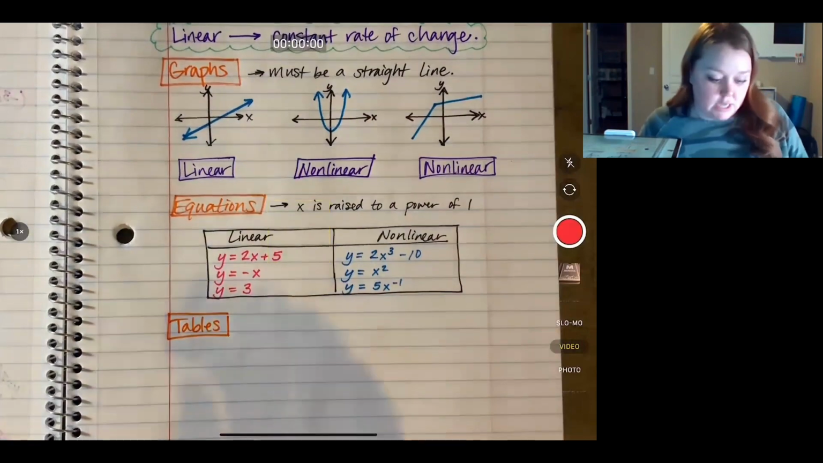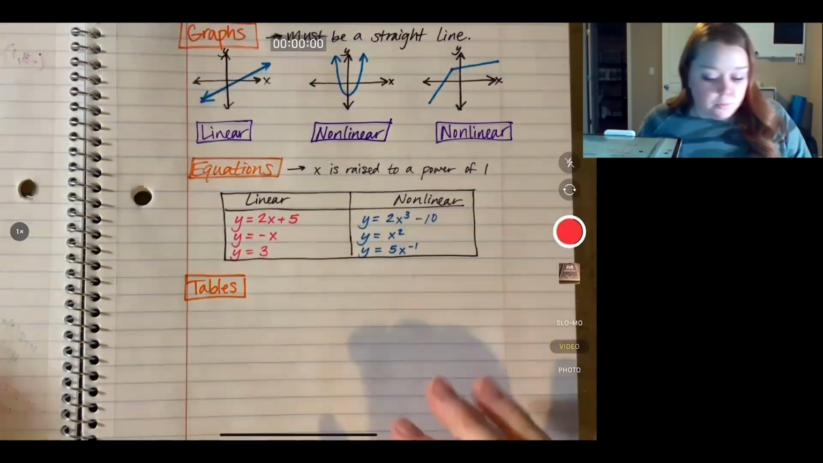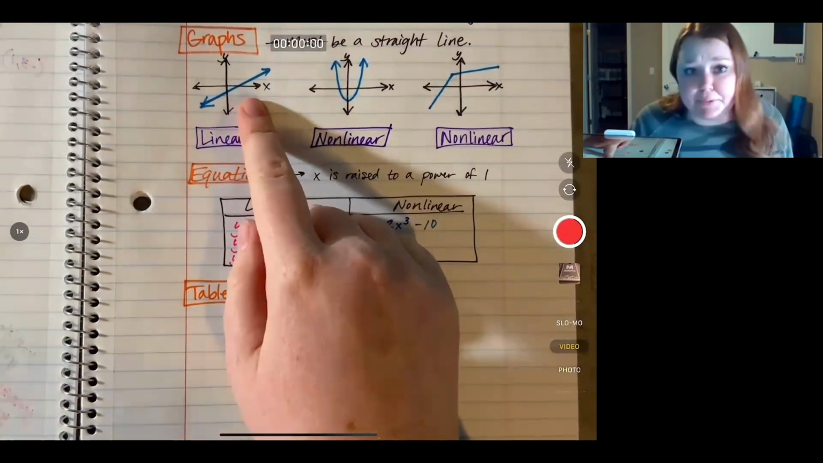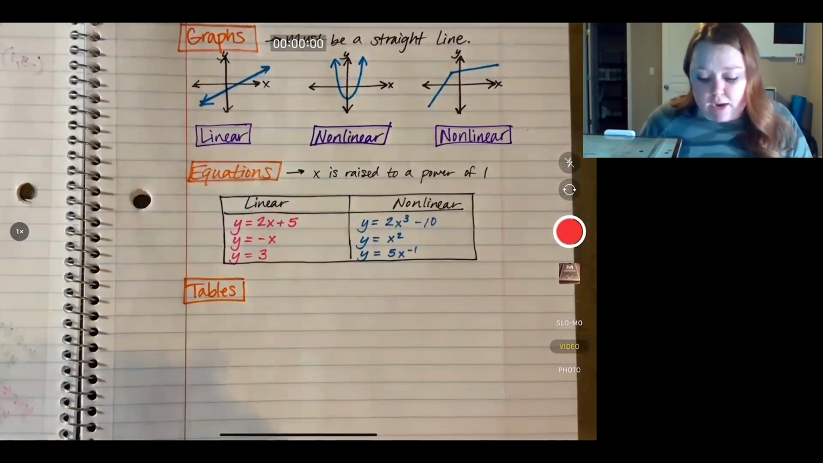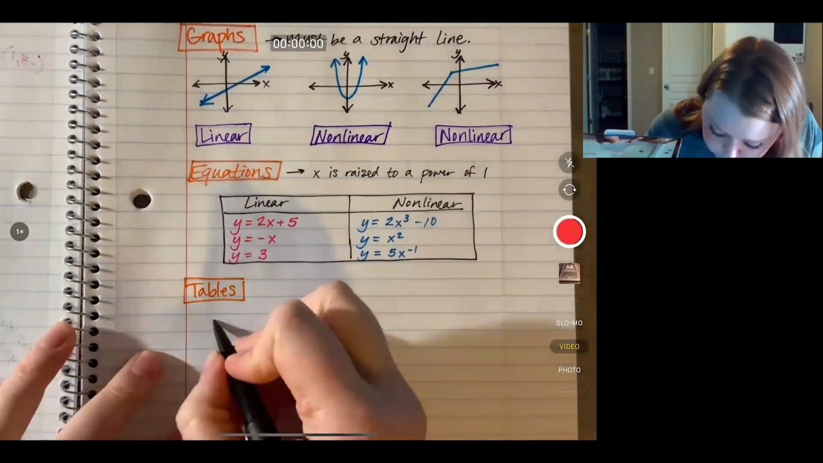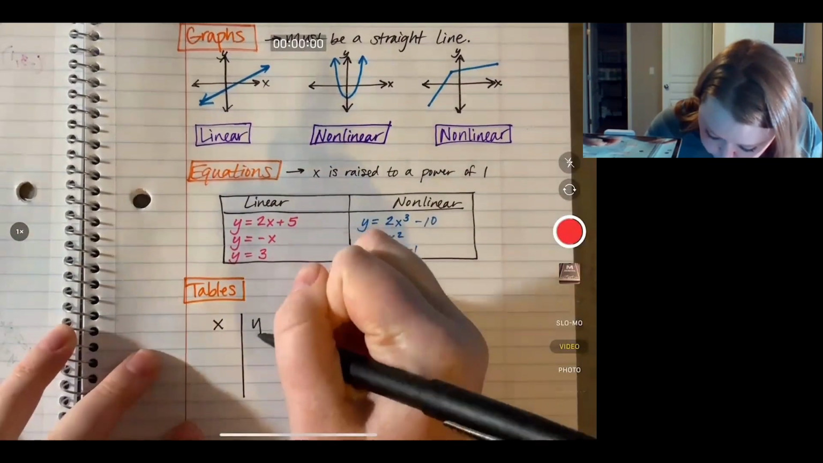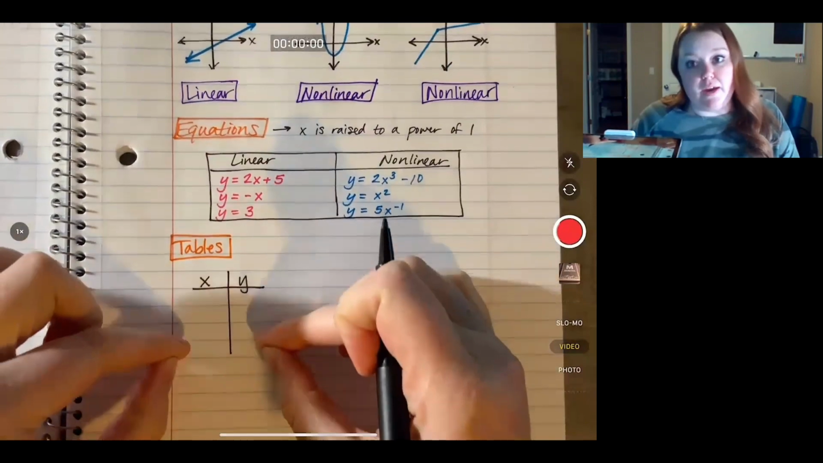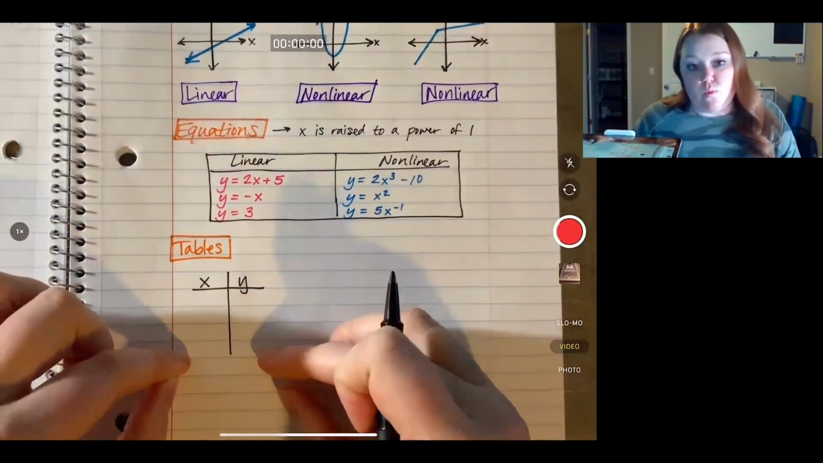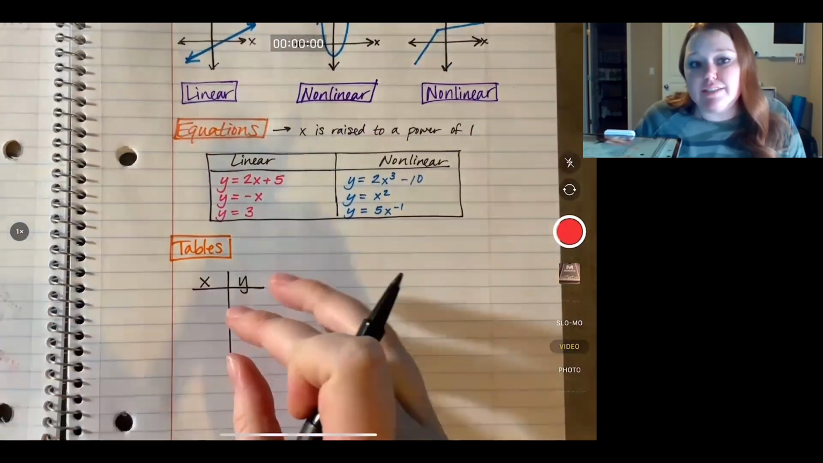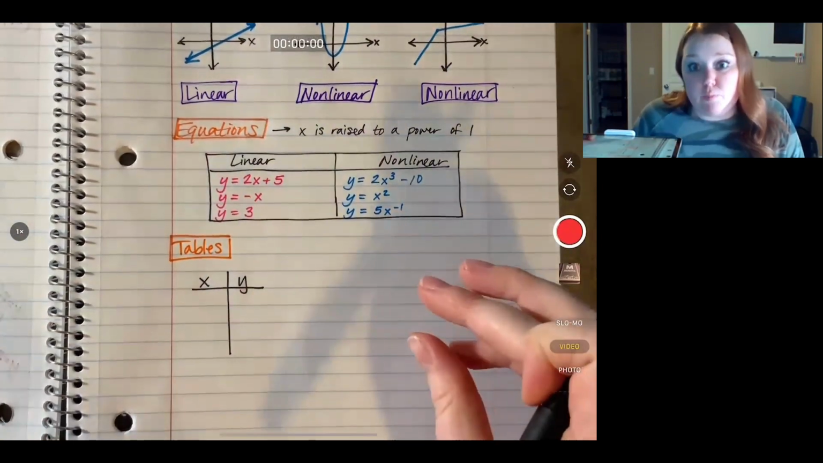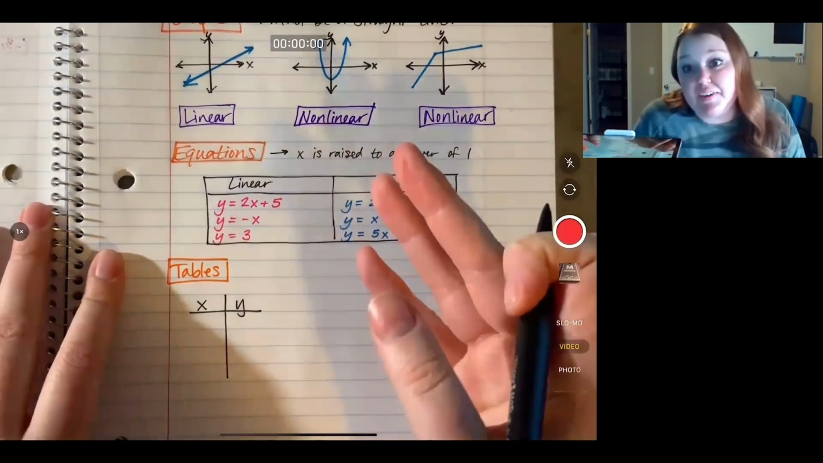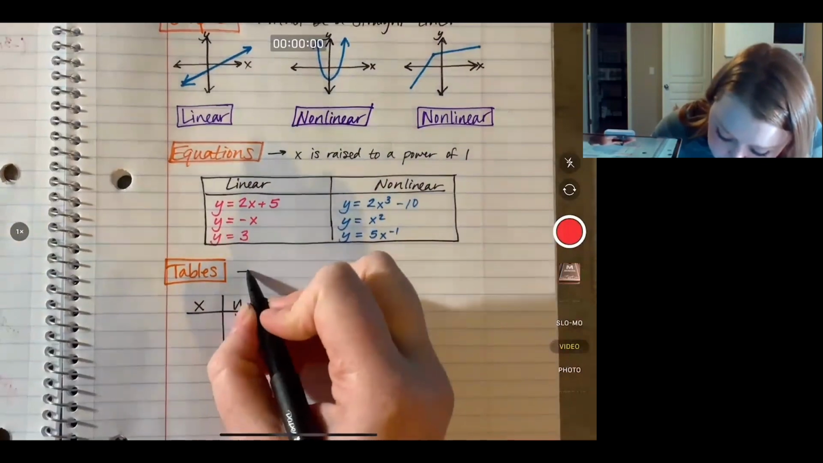Tables. This is where it takes a little bit of time. Okay, so graphs is by far the easiest. You look at it. If it's a straight line, it's linear, right? So if I have an XY table, so let's set up an XY table. An XY table is just a bunch of ordered pairs, right? So something I could do is take those ordered pairs and plot it on a graph. And if the graph is in a straight line, then it's linear, right? So that's what I'm going to tell myself here.